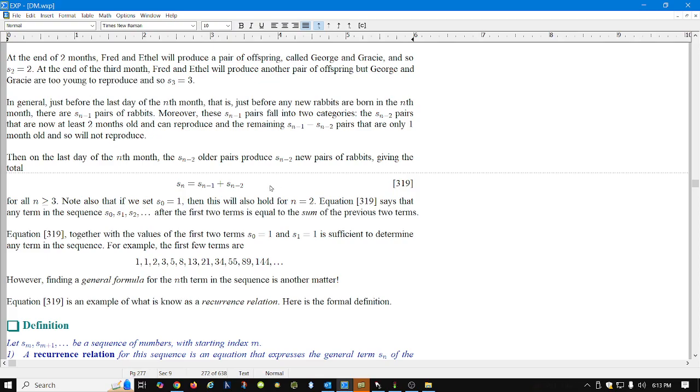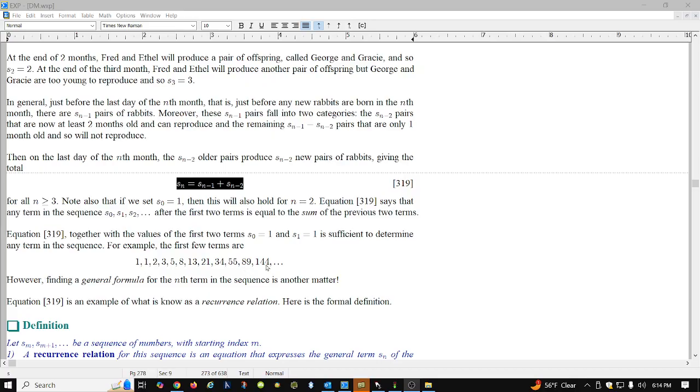This equation, together with the first 2 terms, S0 equals 1 and S1 equals 1, are sufficient to determine any terms in the sequence. So we start with 1 and 1. 1 plus 1 is 2. 1 plus 2 is 3. 2 plus 3 is 5. 3 plus 5 is 8. and so on. This equation is an example of a recurrence equation or recurrence relation.